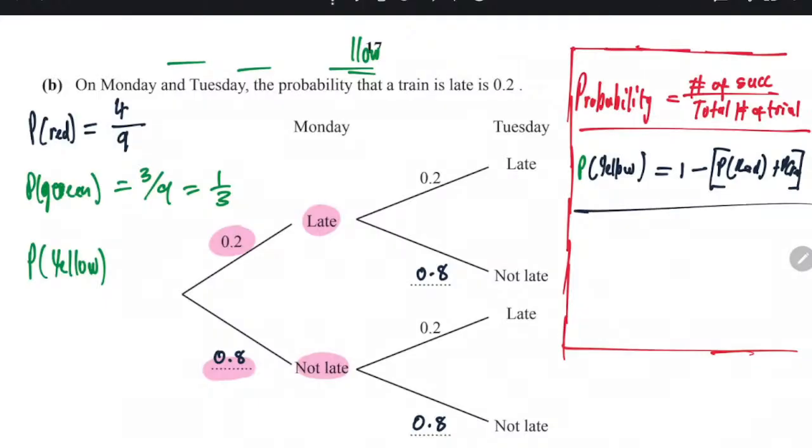Then listen to the last one. Last one is called combination of probabilities. That's the last concept you use. It is when you have the word and and the word or. The word and, you multiply. The word or, you add.